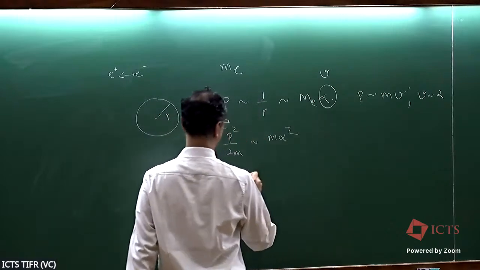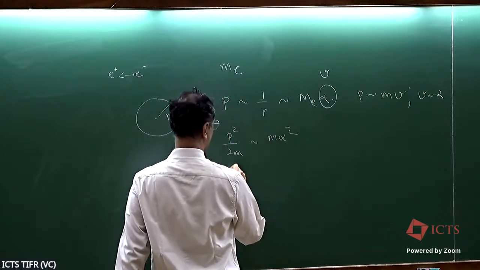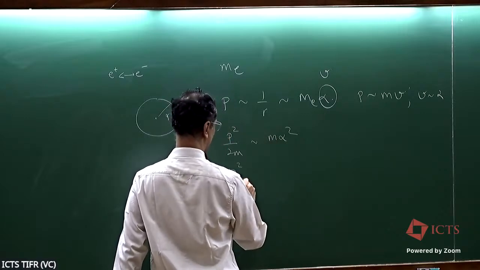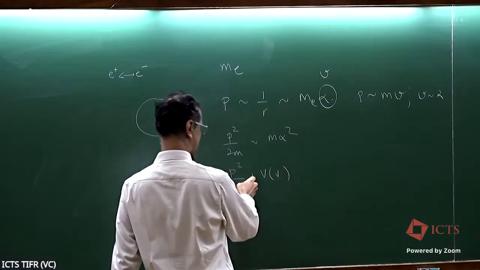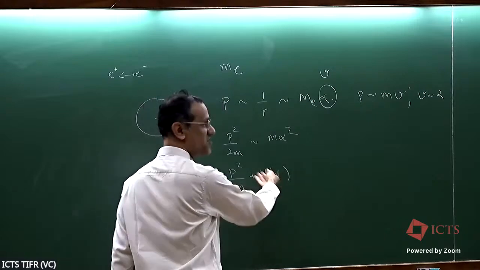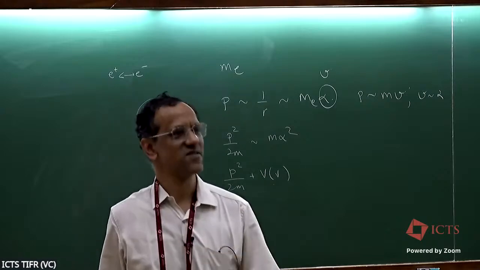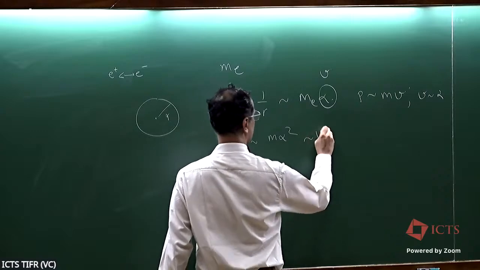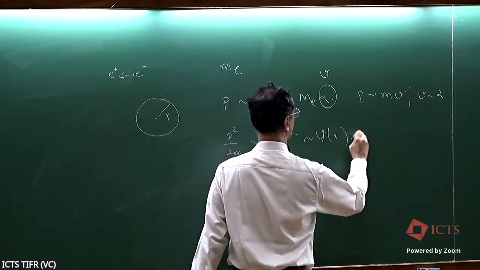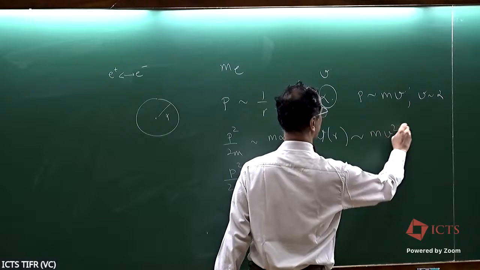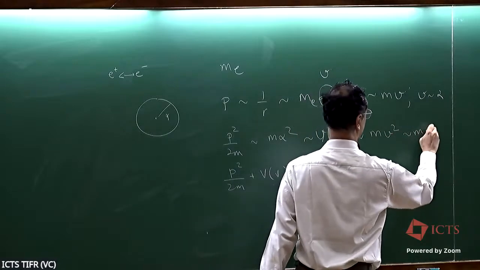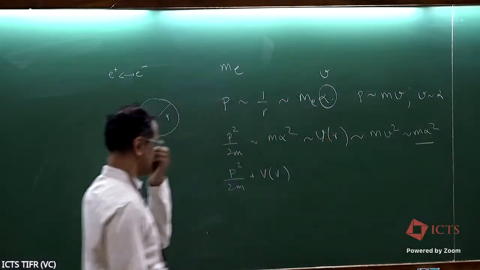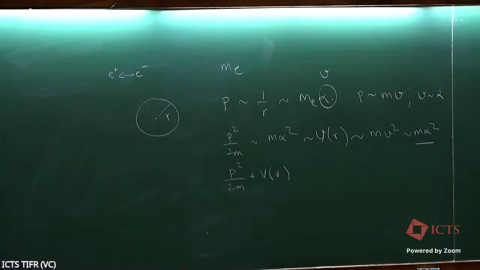In fact, there are two quantities of interest: the kinetic energy and the potential. But we know from the virial theorem that both are of the same order. So both of them are of the order mv squared. Now this has one implication.